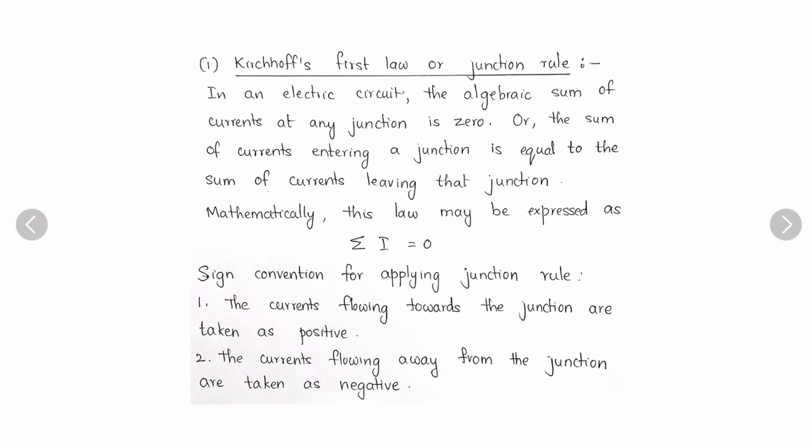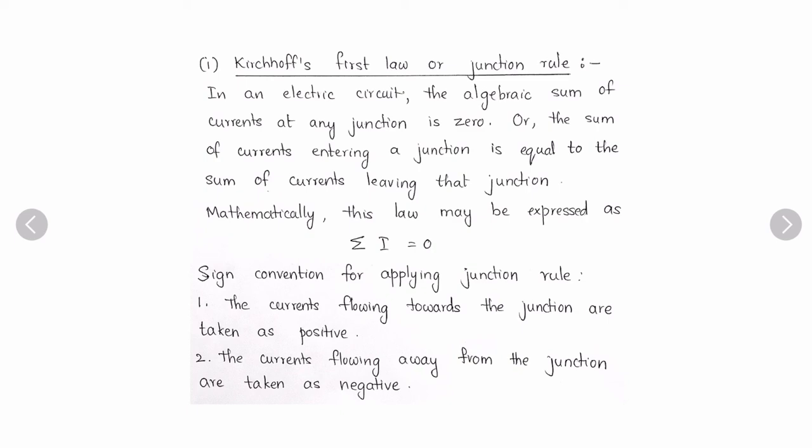What does this first law say? If you take any network or electrical circuit, the algebraic sum of the currents at any junction is 0. The algebraic sum of the currents meeting at any junction is 0. What does it mean? Let us see.